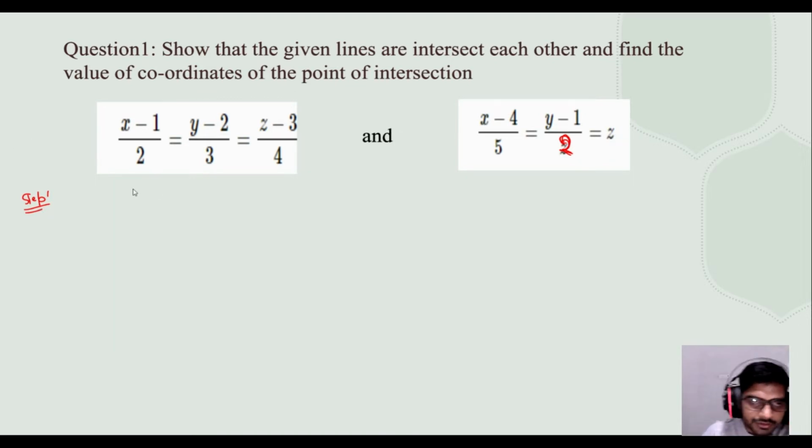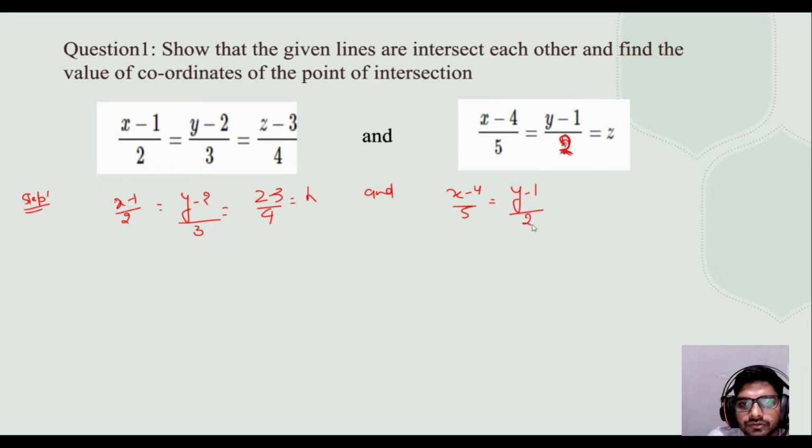Step one: put the equations (x minus 1) upon 2 equals (y minus 2) upon 3 equals (z minus 3) upon 4 equals lambda, and (x minus 4) upon 5 equals (y minus 1) upon 2 equals (z minus 0) upon 1 equals mu. Find the values of x, y and z from this. So x equals 2 lambda plus 1, y equals 3 lambda plus 2, and z equals 4 lambda plus 3.